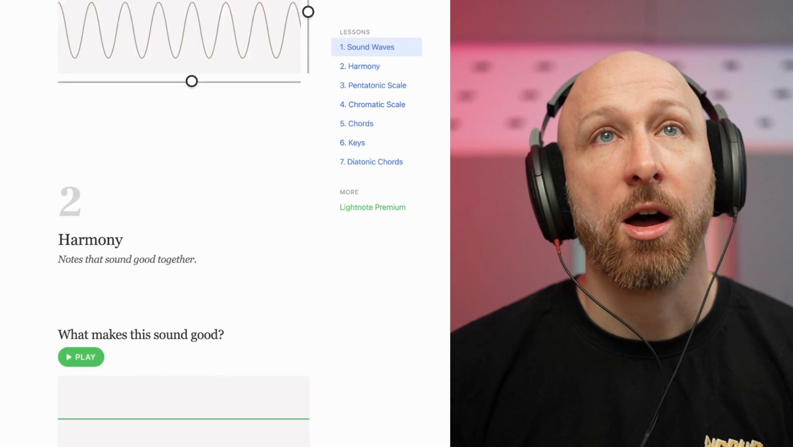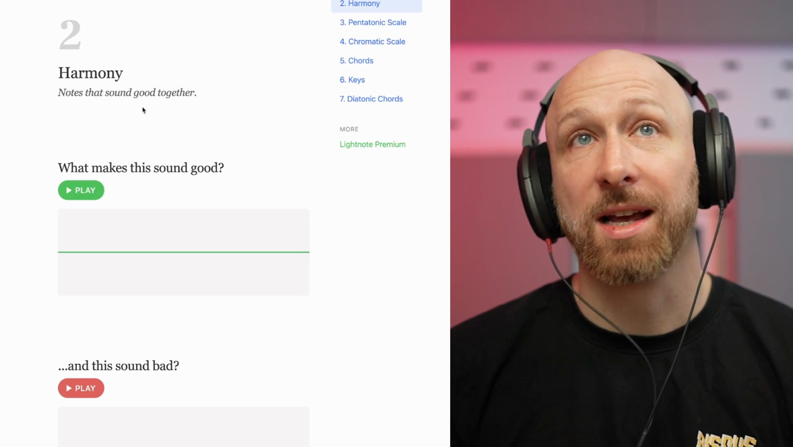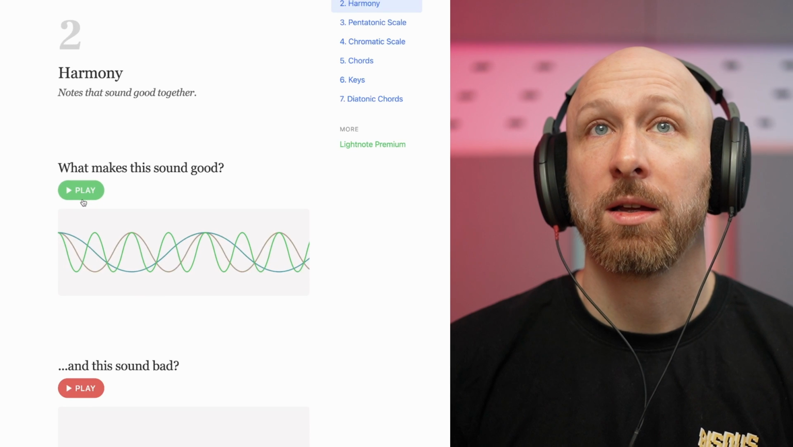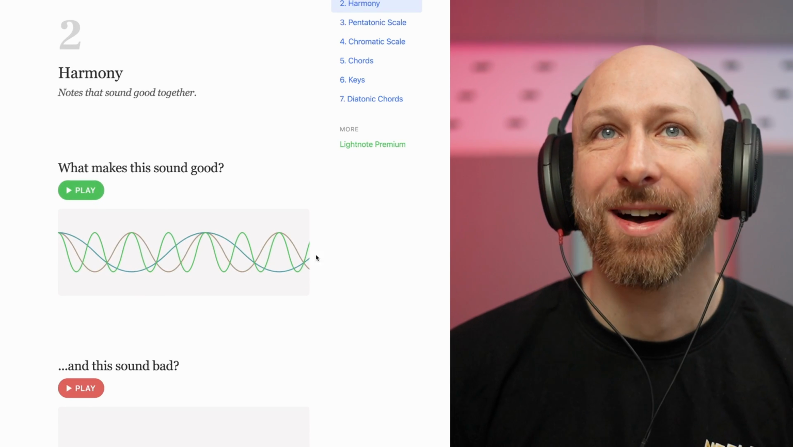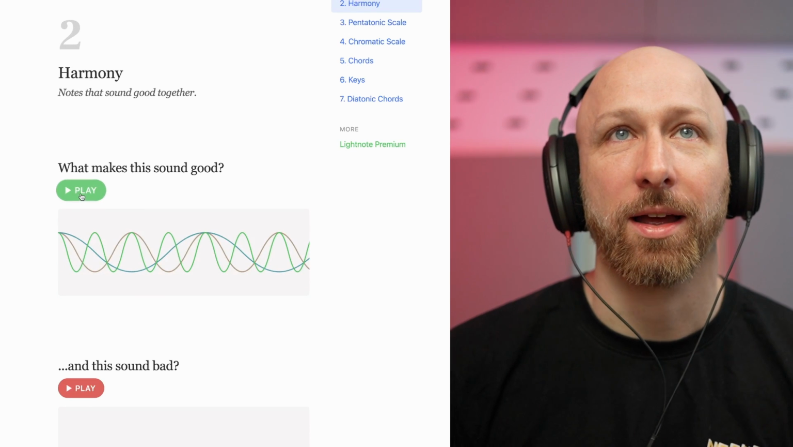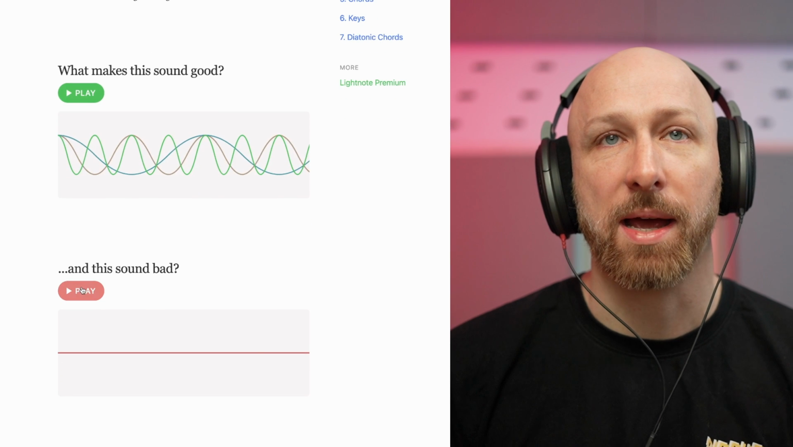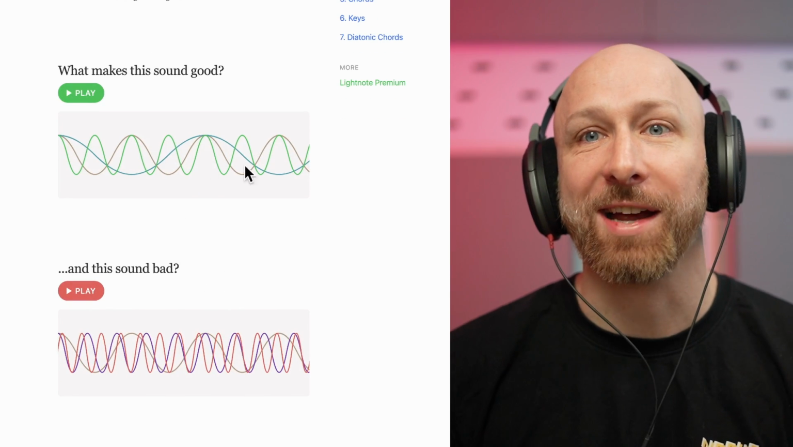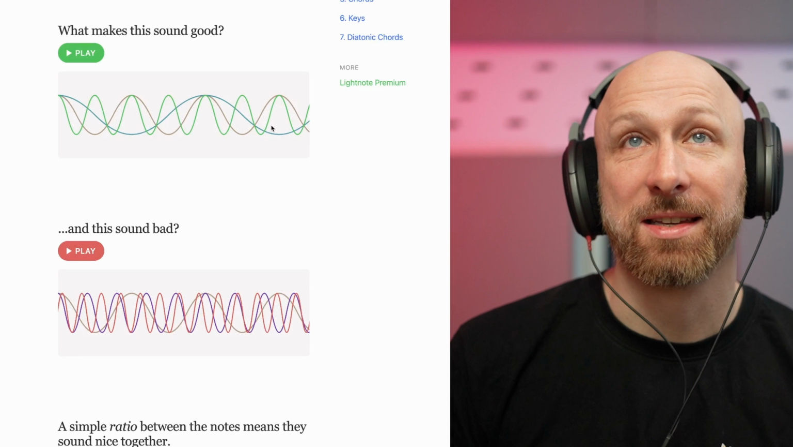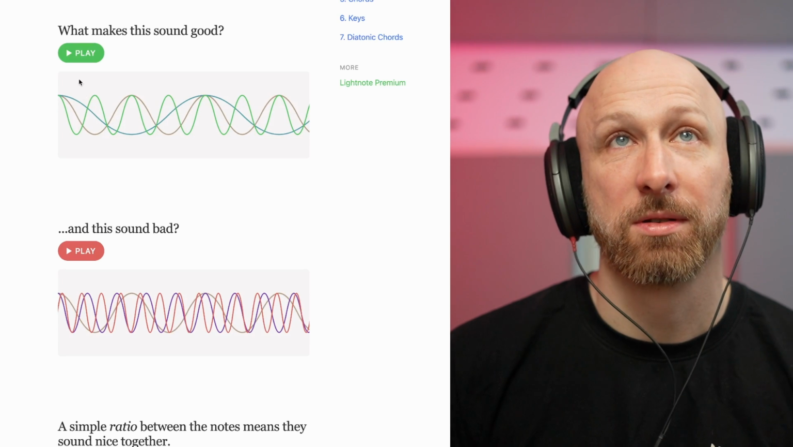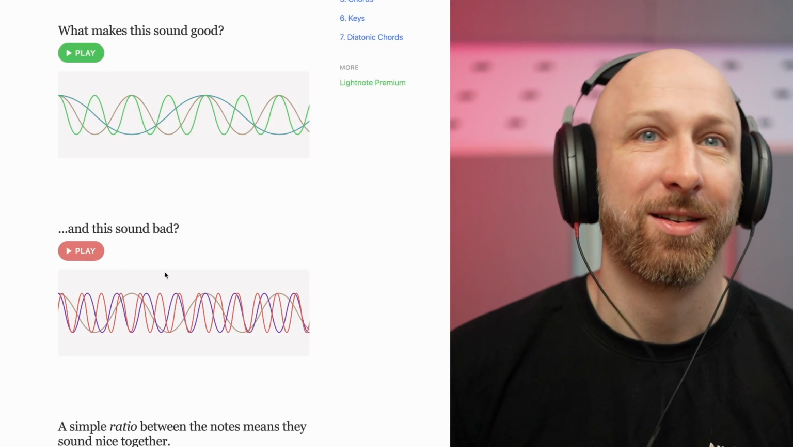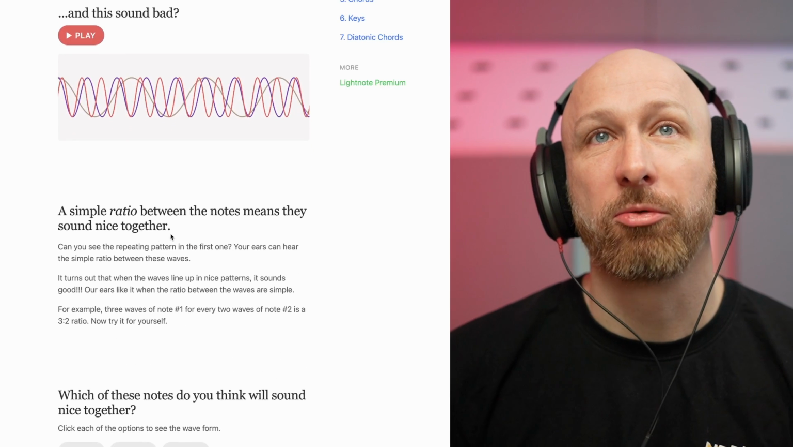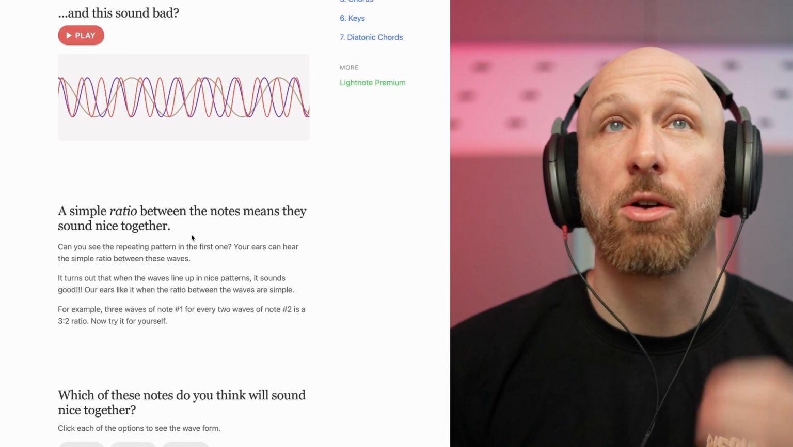Now there's harmony. Harmony is notes that sound good together. What makes this sound good? Whoa, look at that. Do it again. Nice. And this sounds bad. It's because this one's red and that one's green, right? Our ears are detecting that this sounds nice and that this sounds bad. Amazing. A simple ratio between the notes means that they sound nice together.